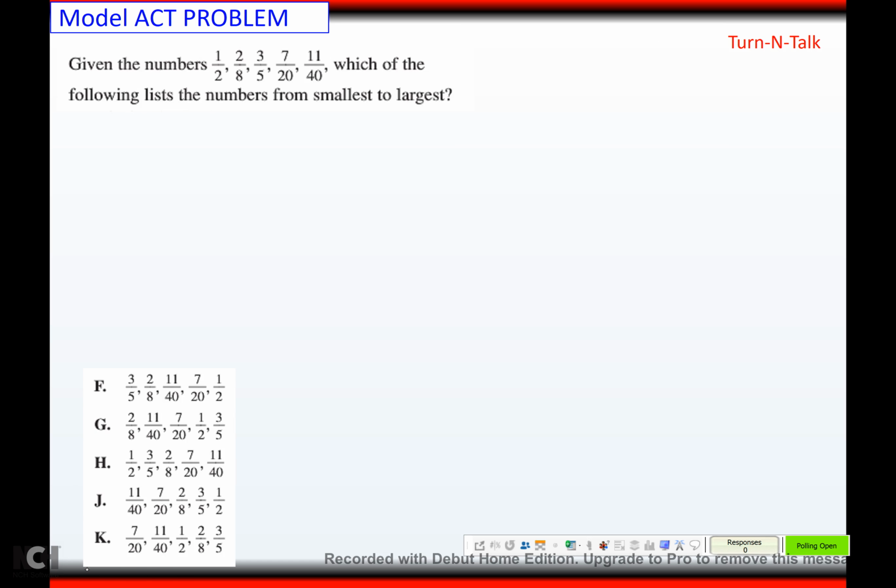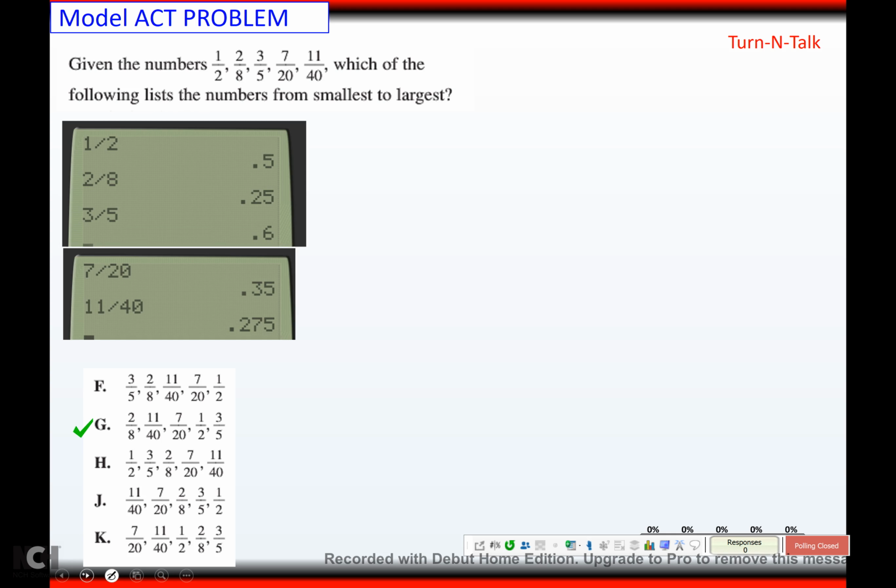Try this one, hit pause, come back when you're ready. And hopefully you got that. What I did was I turned them all into decimals, and then I put them in order. Okay, so the smallest would be 0.25, then 0.275, then 0.35, then 0.5, and then 0.6. Well, that's 2/8, 11/40, 7/20, 1/2, and 3/5.